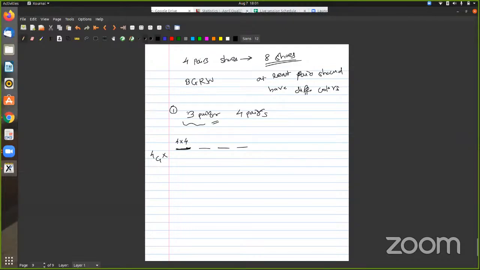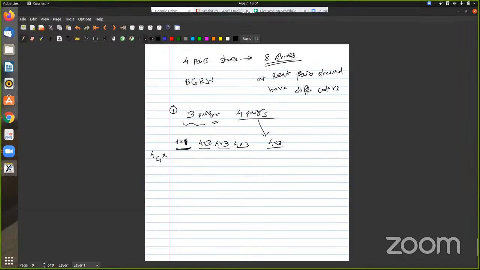So 4 into 1 here, then 4 into 3 for each of the remaining pairs: 4 into 3, 4 into 3, 4 into 3. And obviously it is "and", right? Yes, it is "and".